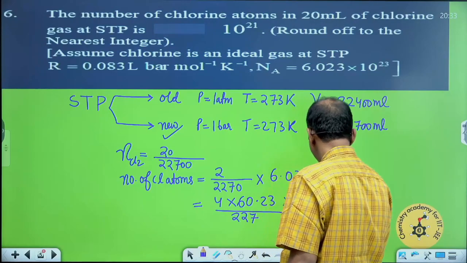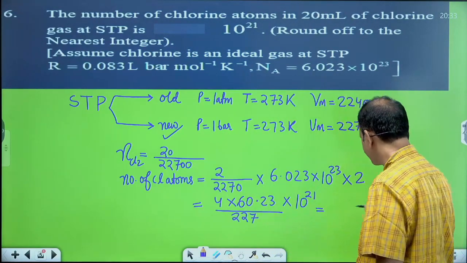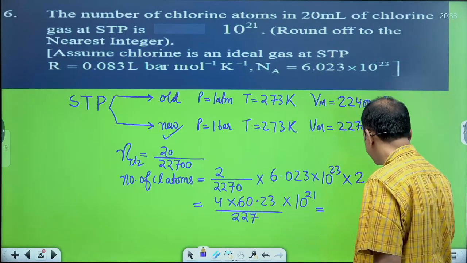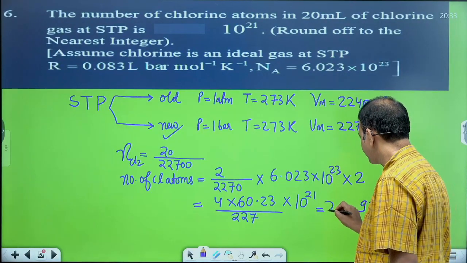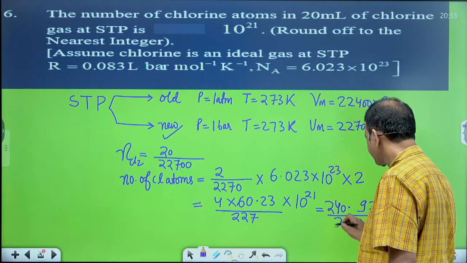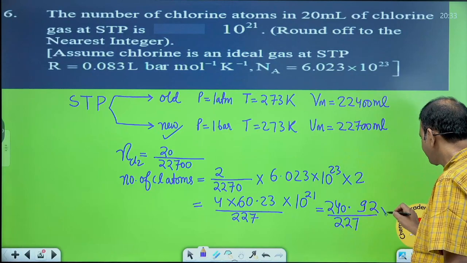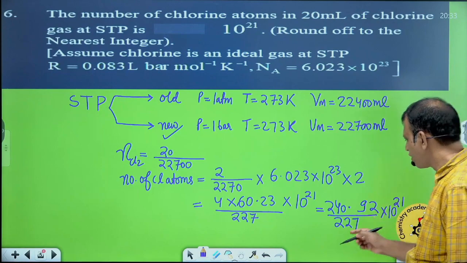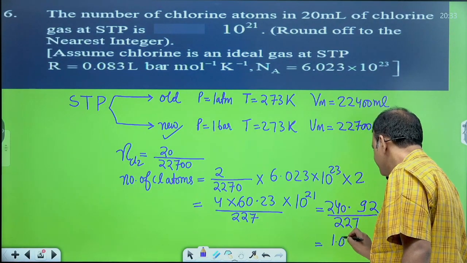So if we simplify this, we can write that 4 into 3 is 12 and 4 into 2 is 8, 8 plus 1 is 9, and this will be 240.92 divided by 227 into 10 to the power 21. So if I solve this, I'm getting this value 1.06.